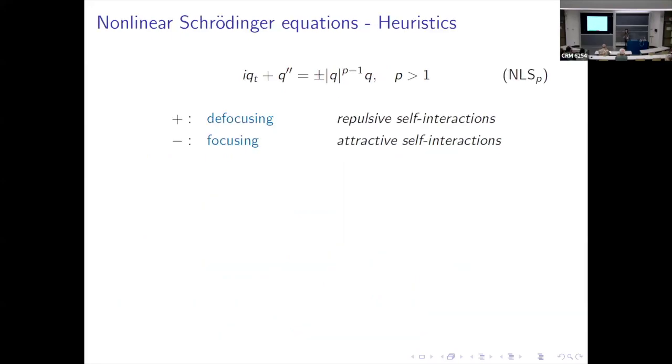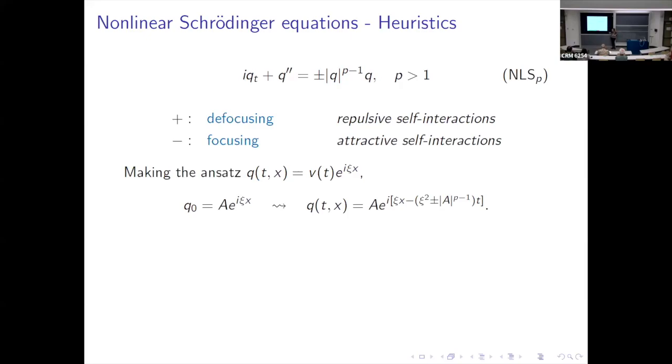Now, another little piece of heuristics for you. When I introduced these power type nonlinearity Schrodinger equations, I told you that they can come with a plus or a minus sign, and this sign actually makes a difference. Let me show you why. So when it's plus, we call the equation defocusing, and that represents repulsive self-interactions. When the sign is negative, we call it focusing, and it represents attractive self-interactions.